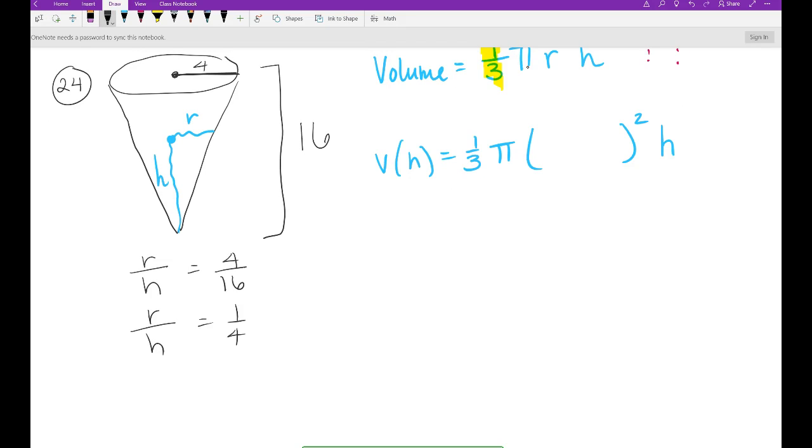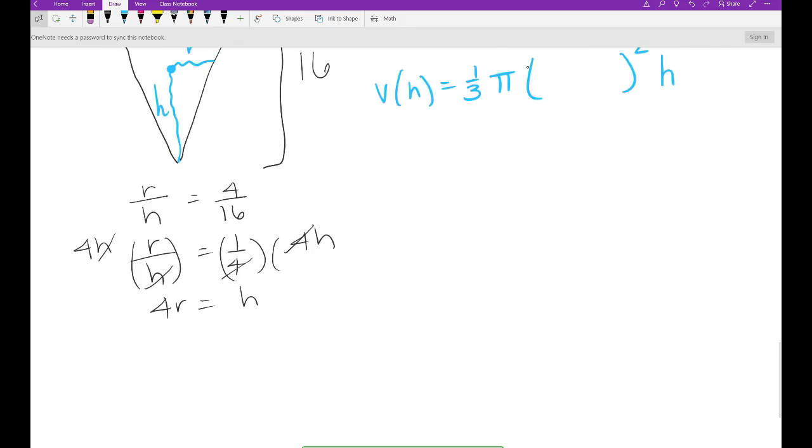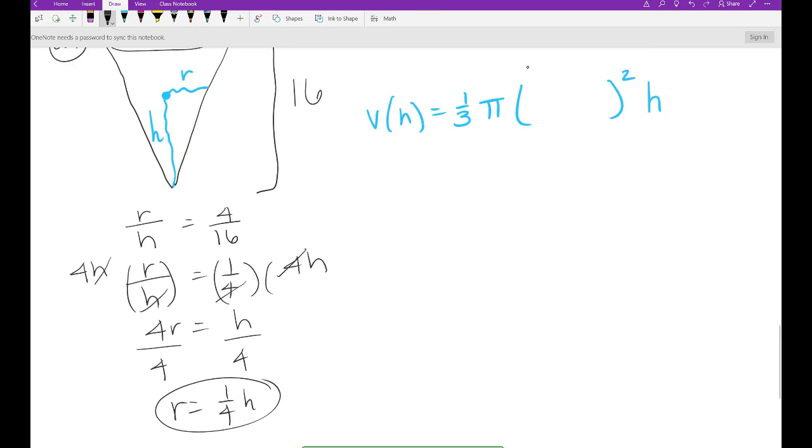Can I multiply both sides by 4H? Yeah. What's the goal of that? To get rid of the denominator. So 4R equals 1H. I'm almost home. Divide both sides by 4. R equals 1/4 H. Yay or nay? That's right. 1/4 H goes here. Let's slowly simplify.